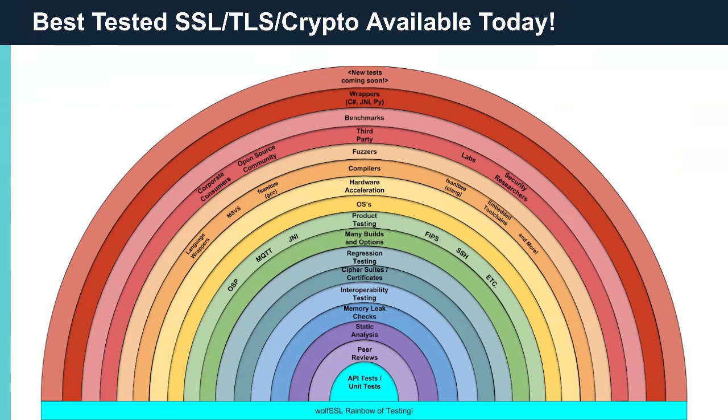ranging from simple API tests to peer review on our PRs, static analysis with things like scan build, memory leak checking with tools like Valgrind, doing interop testing against the other major implementations out there, testing all of our cipher suites to make sure they're still working, as well as different types of certificates, doing regression testing to make sure we're not breaking things going forward.